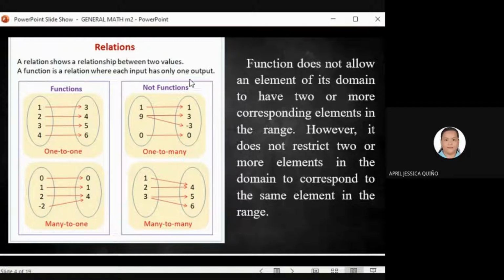However, sa ating one-to-many and many-to-many relationship, we can tell that this is not a function. It's because dalawang beses natin ginamit yung ating input, which is 9. And here, we actually use 3 twice to produce outputs. So remember, kailangan isang beses lang dapat nauulit ang ating x or ang ating input in order for us to consider an equation or a relation a function.